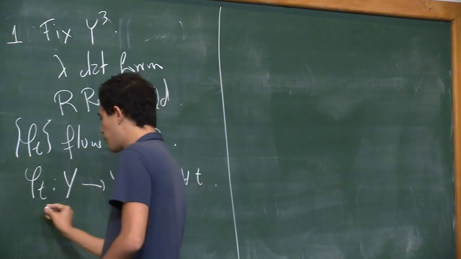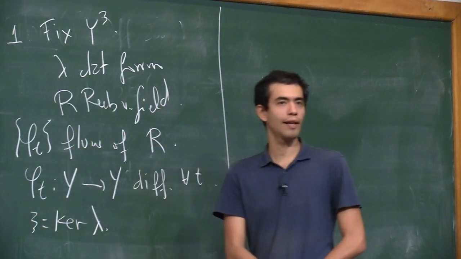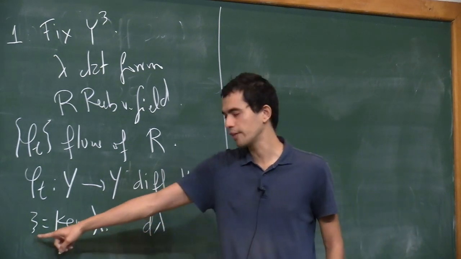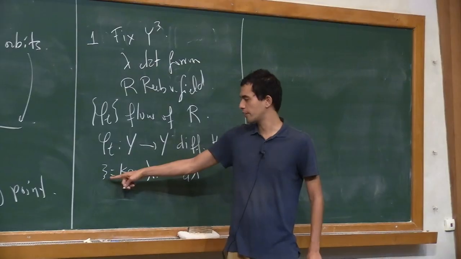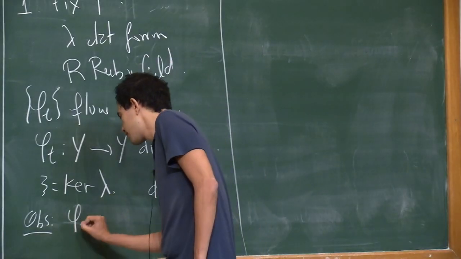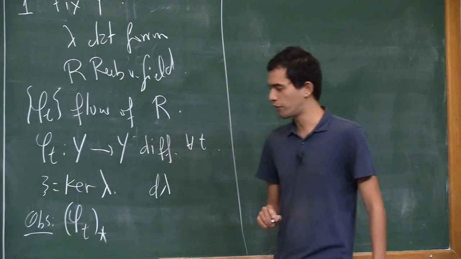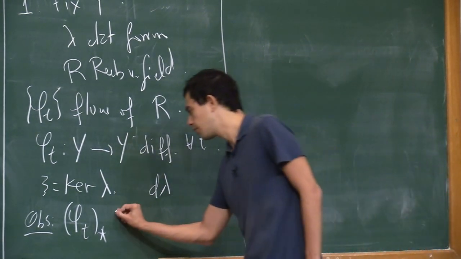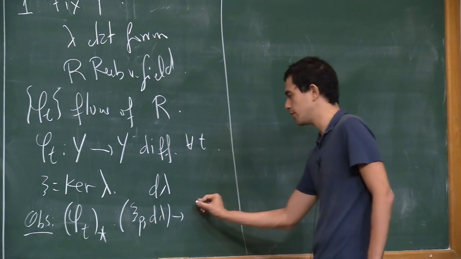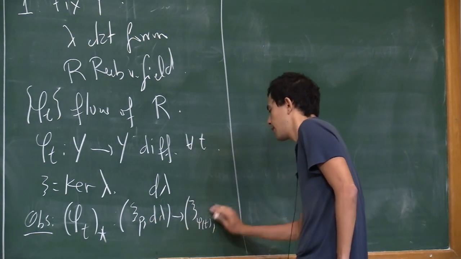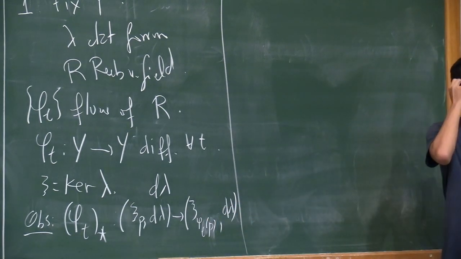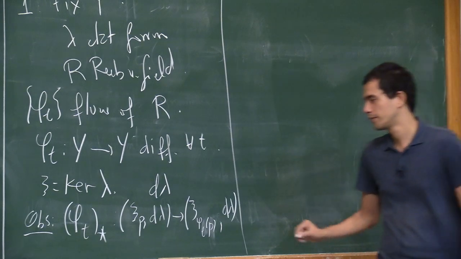And then if you call xi the kernel of lambda, which is usually known as the contact structure, we saw that d lambda is a symplectic structure on xi. It's a linear symplectic structure on every xi. So one observation, which I think David mentioned, is that the linearization of the flow, d phi t, is a symplectic linear map. It takes xi at p with d lambda to the contact structure at a different point, phi t of p, with d lambda. This is an easy calculation.